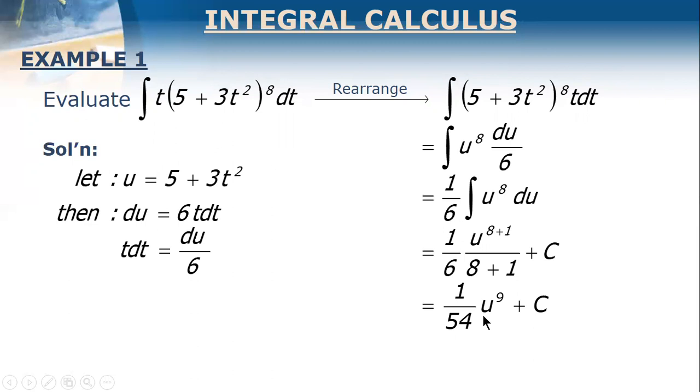replace u by the original expression or variable, 5 plus 3t squared. So you have this. So again, if you recall the statements before I discussed a while ago, our objective is to express the integrand in standard form or to convert it to standard form. That is why we substituted this variable u for 5 plus 3t squared, so that we have u raised to 8. Okay. So once it fits the standard form, it is no longer difficult now to find the antiderivative or the integral.